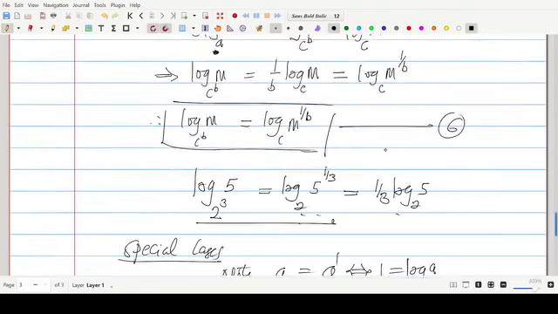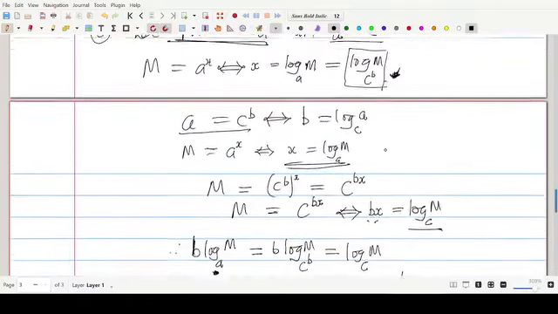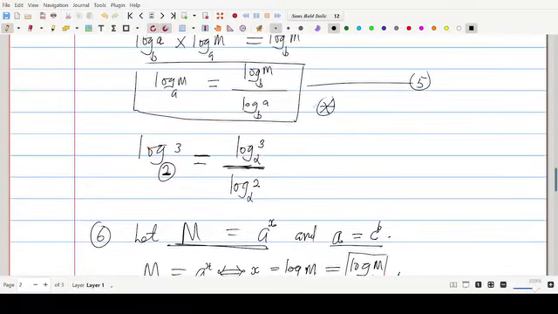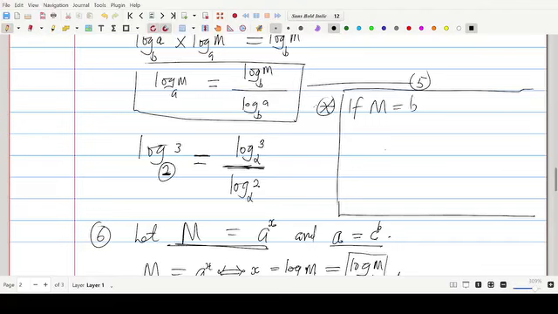Now let's consider law 5 once again, because of the special case we've looked at. It is actually a consequence of 5. Let's suppose that n is equal to b, that means in the place of m, I'll put b. So the law becomes log to the base a of b equals log to the base b of b over log to the base b of a.